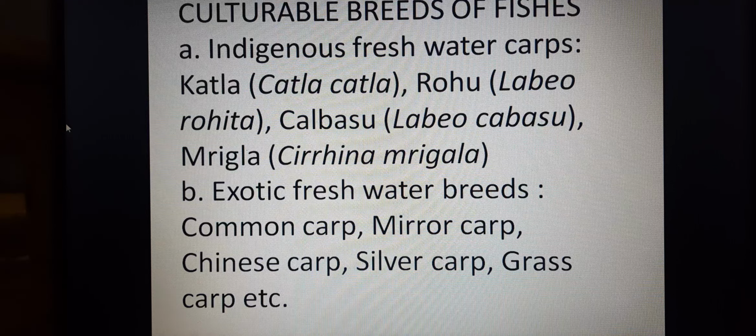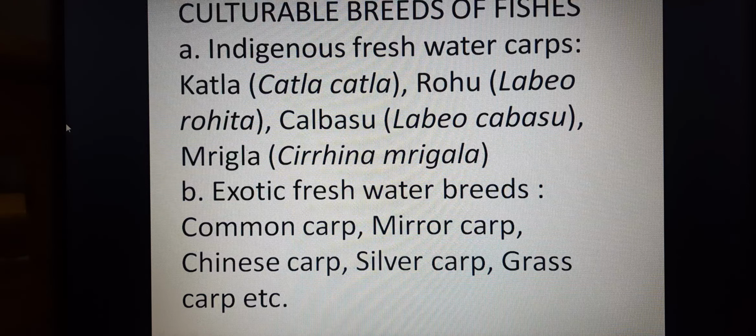Culturable breeds of fishes. Indigenous freshwater fish, Katla. Katla is a fish in India, the scientific name is Katla. It is the highest growing fish and very speedily growing. Within 5 to 6 months it attains about 500 or 700 grams. In 1 year it can attain up to 1 kg of weight. So, it is a very quickly growing fish.